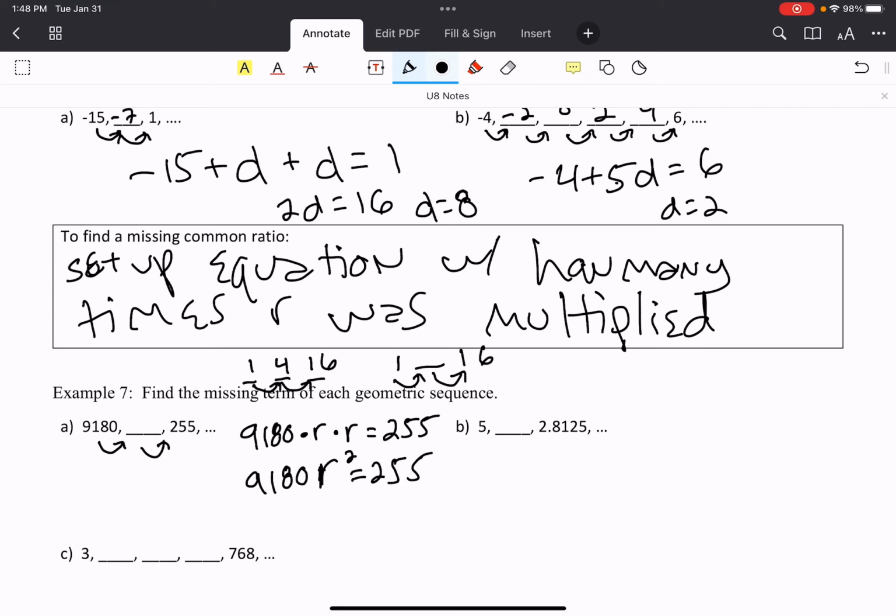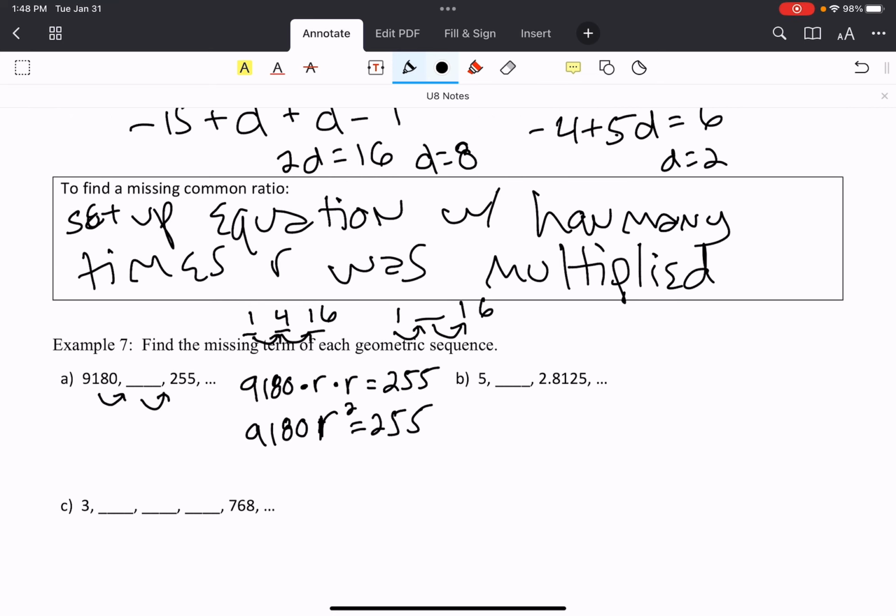Did anybody, so you divided by the 9180? Yeah? And then square rooted? You solving that equation right now? It's 1/6. So in an equation, before I can square root, you have to divide by 9180 on both sides. So then r squared is 1/36. Or if you left it as a decimal, I'm fine with that too.